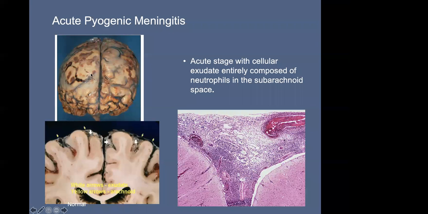When we make sections of the brain, and here is a coronal section, you can see the exudate is actually filling out the sulci. And here is the thin arachnoid membrane, and the sulci are filled with exudate. If you take a small bit of tissue and look under the lens with normal hematoxylin and eosin stain, you can see the meninges is greatly thickened and full of inflammatory cells, most of which are neutrophils. This is an acute infection.